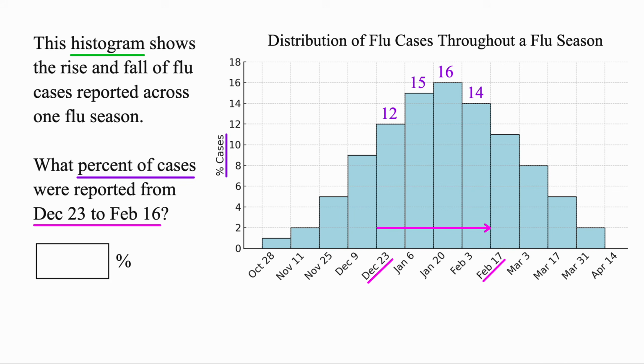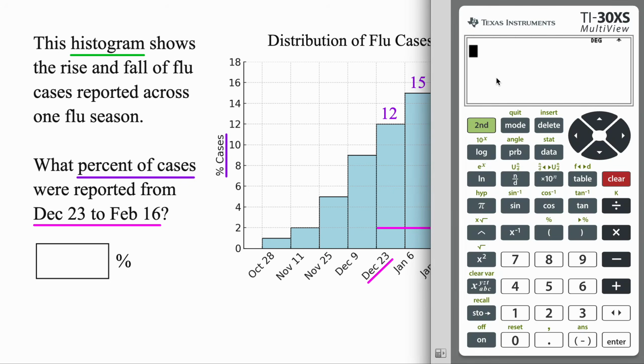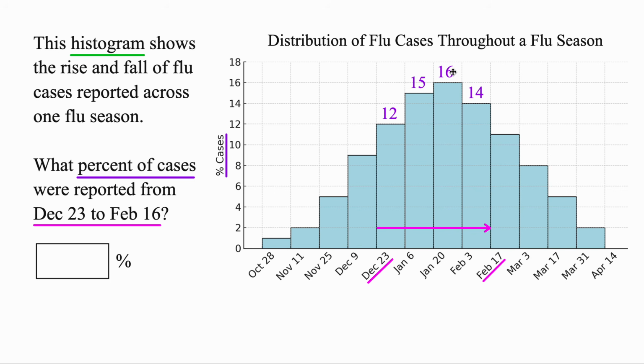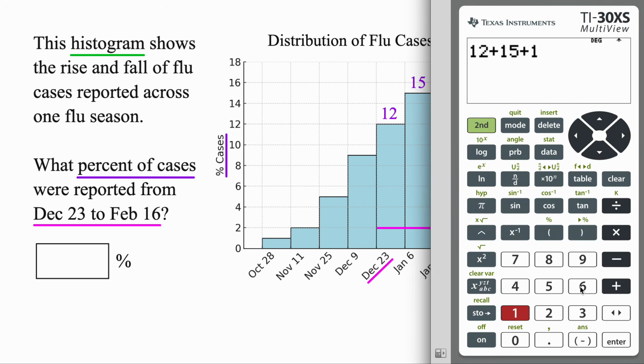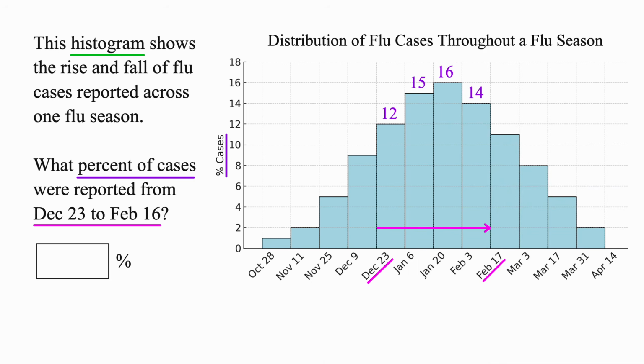Finally, we're going to add all 4 of these values to find what percent of cases happened during this timeline here. But the good news is you get to use the calculator that they give you, so let's just do it that way. We've got 12 plus 15 plus 16 plus 14. That gives us 57. So final answer, just type in 57 here. 57% of flu cases happened between December 23rd and February 16th. So that's all for this one.